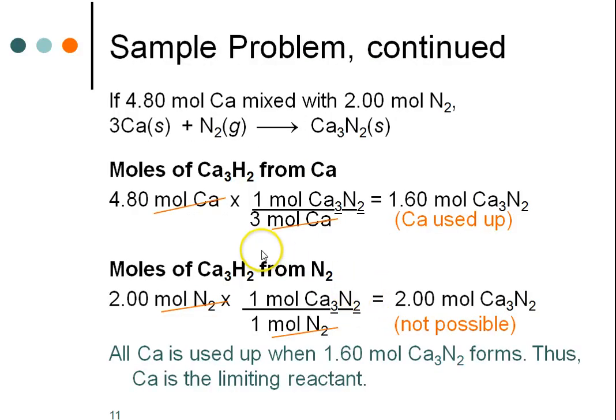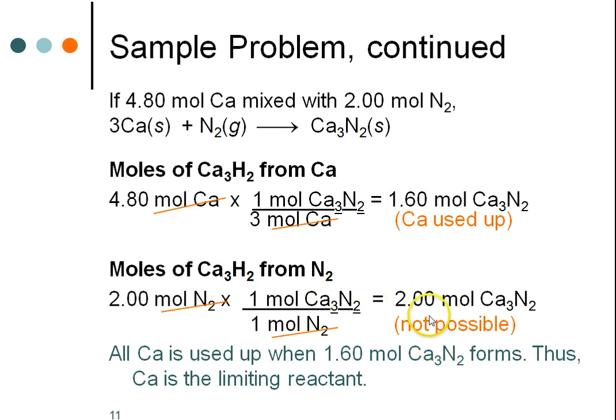You would first start off with your moles of reactant. 4.8 moles of calcium. How much product can I make from that? 3-to-1 ratio from the balanced equation. 1.6 moles of product. How many moles of product can I make from nitrogen? If I start with 2 moles of nitrogen, which is given to me in the problem, it's a 1-to-1 ratio, so I'm going to make 2 moles of product.